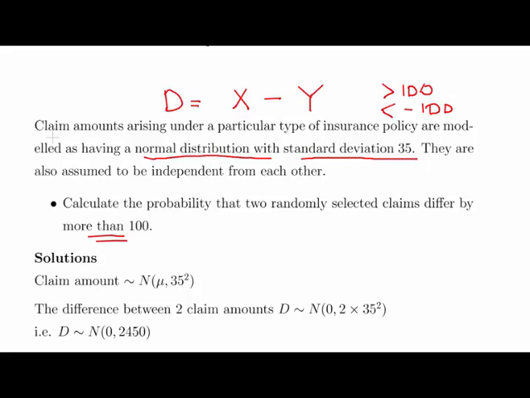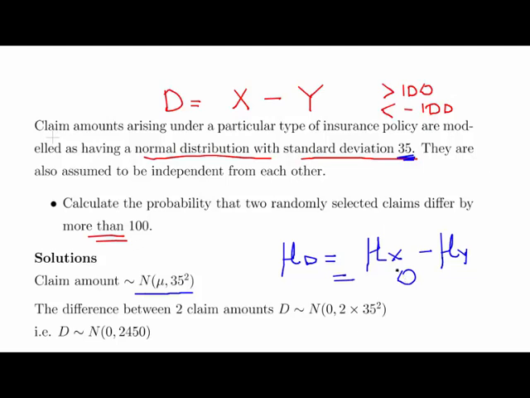Now you might notice that we're given the standard deviation, but we're not given the means. Okay. But they have the same mean essentially. So the expected value of the differences, mu of D, is mu of x minus mu of y. Mu of x equal to mu of y, so that's equal to 0.